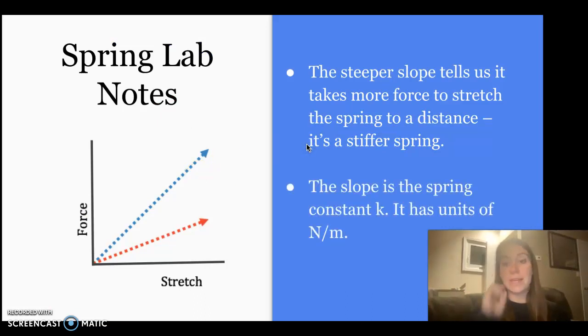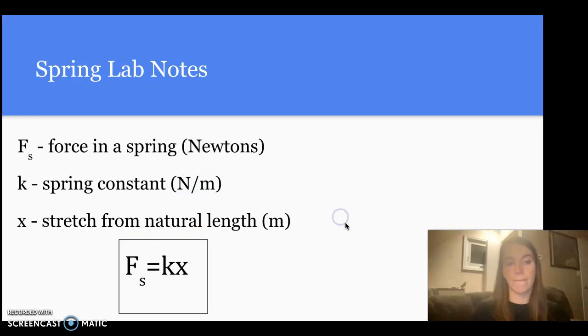The slope meaning is called the spring constant. We use a lowercase k for it. The units are newtons over meters. So spring constant is measured in newtons per meter. And from that we can get this equation. So using y equals mx plus b, y is the force of the spring. The slope is k, the spring constant. And we're going to use x for the stretch. That's stretch or compression. It's just how far you have displaced the spring from its natural length.